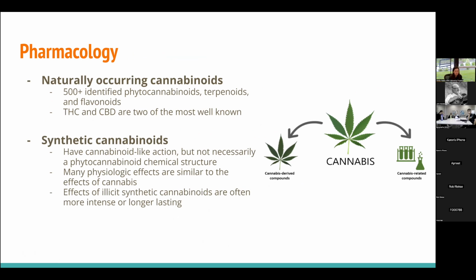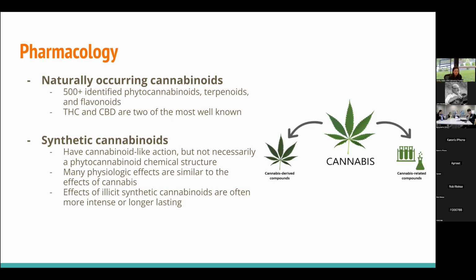Naturally occurring cannabinoids are found in the plant itself, and over 500 different chemical components of the plants have been reported, including phytocannabinoids, terpenoids, and flavonoids. THC and CBD are the two most well-known and the ones that we think about in the medical world. Few of the structures of these naturally occurring cannabinoids or phytocannabinoids are fully understood pharmacologically.